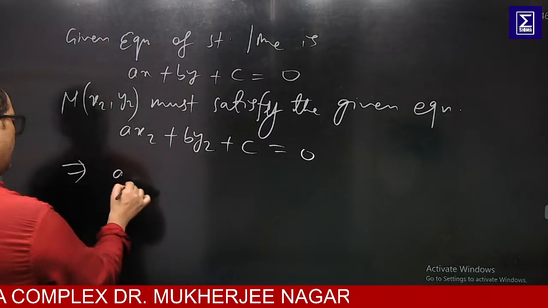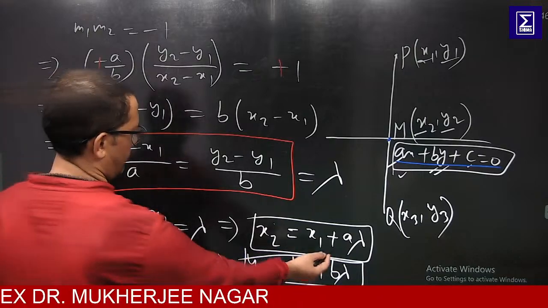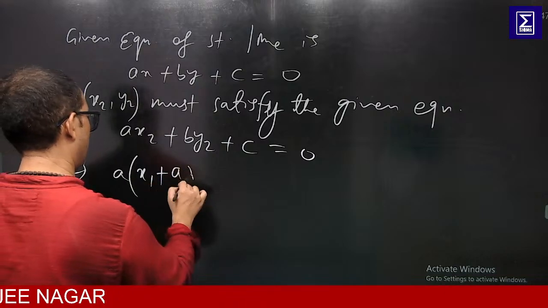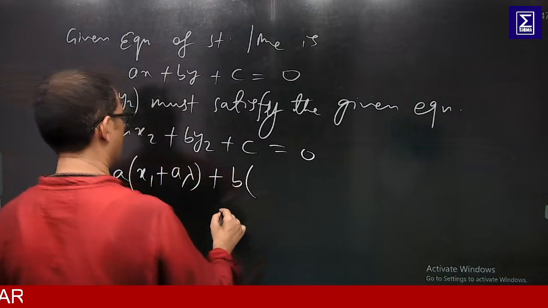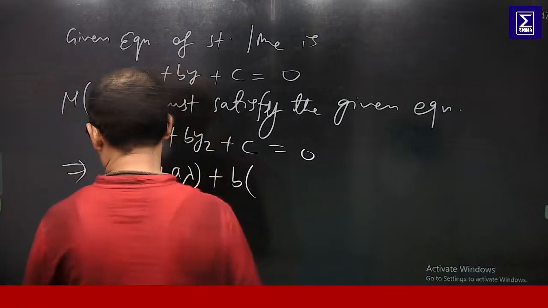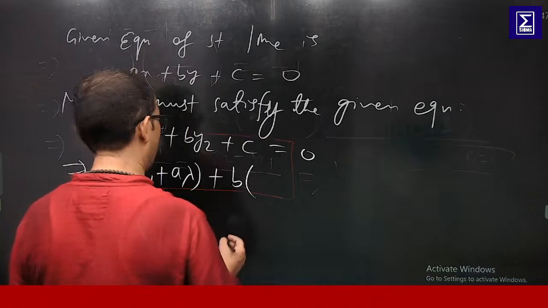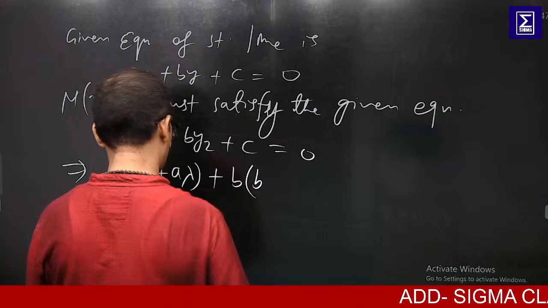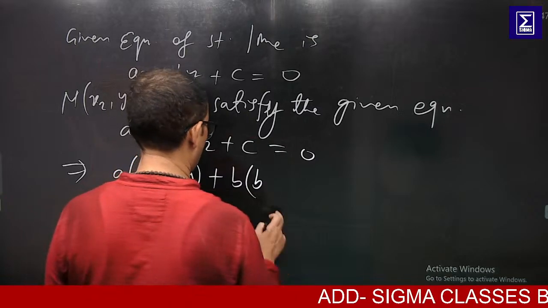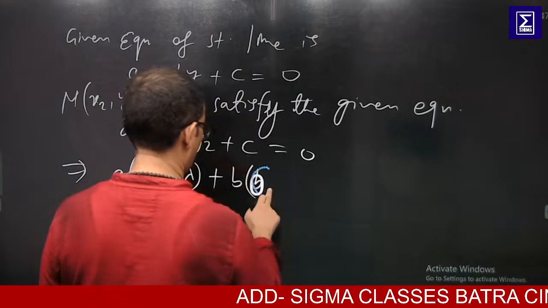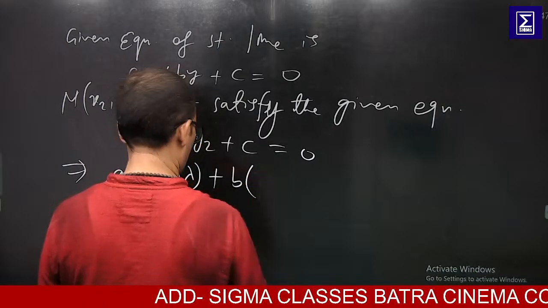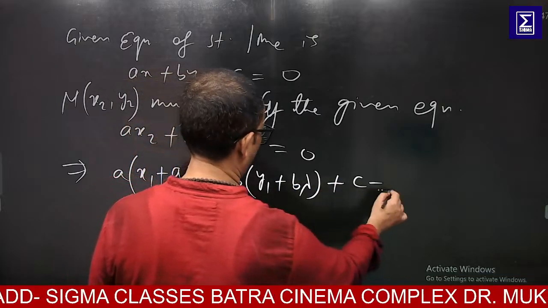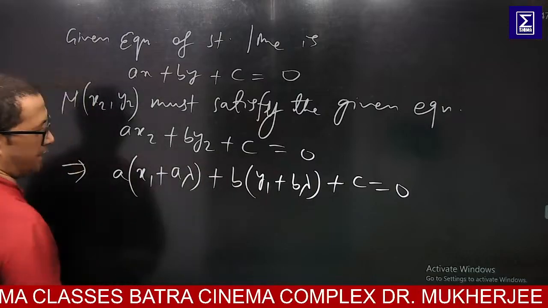And now ax2, so what is x2? x1 plus a lambda. So a(x1 + a lambda) + b y2. In case of y2, it is y1 plus b lambda. b(y1 + b lambda) + c = 0. So we will get the value of lambda here.